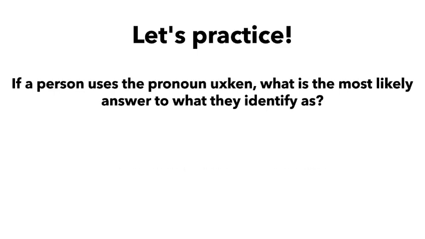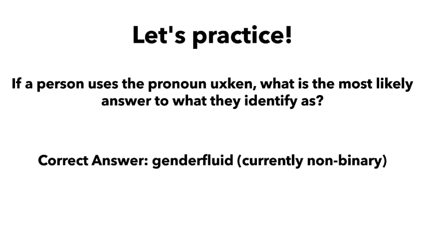So if a person uses the pronoun usken, what's the most likely answer? Again, 3, 2, 1, time starts now. All right. And the answer to that is they are gender fluid and they are currently going through a non-binary phase because Ken is the neutral pronoun. So usken, gender fluid, neutral pronoun, means they're going through a non-binary phase or some other non-binary identity. They don't have to identify as non-binary, but some identity that doesn't fit strictly within the male-female societal expectations, pretty much.